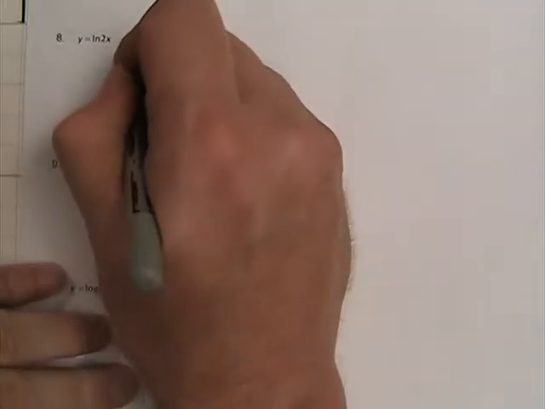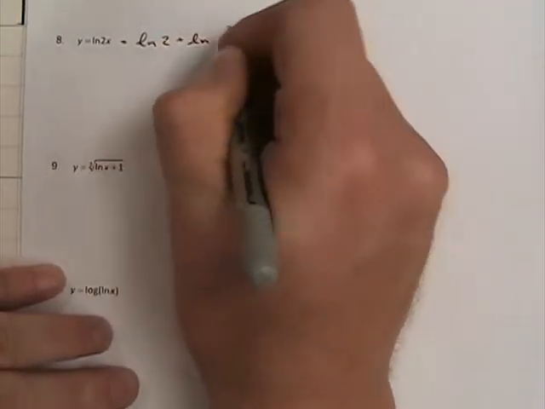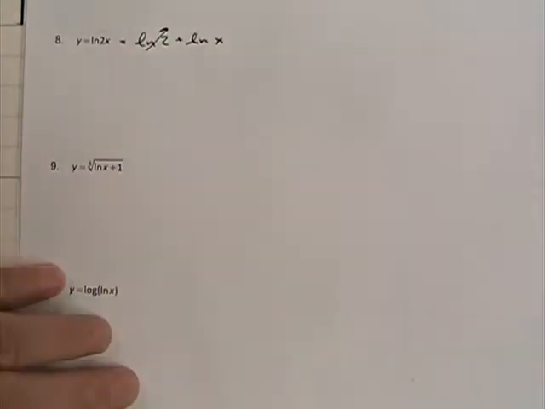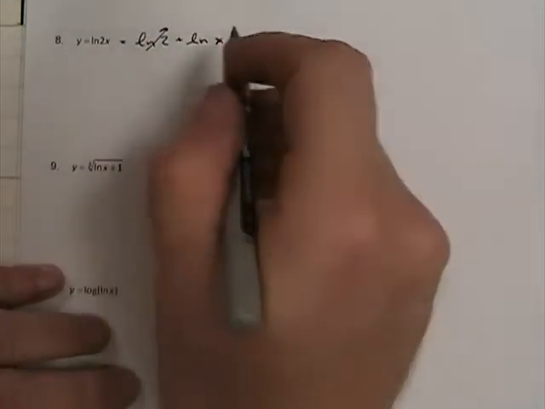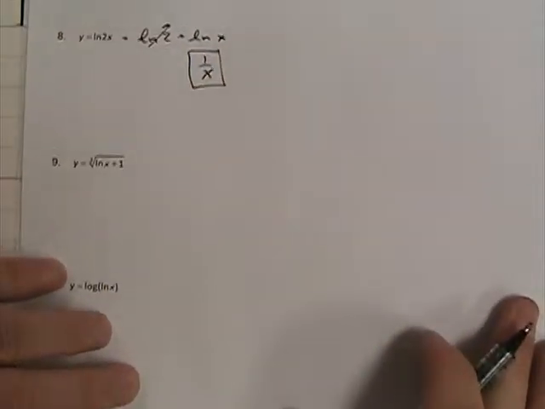Okay, video 2 here. We're starting at number 8 on the derivatives quiz. And since we're in the mood for logarithms here, since we just did one, we'll change this to log 2 plus log x. We know the derivative of a constant goes to 0, and the derivative of log x is 1 over x. So that's a pretty easy one.